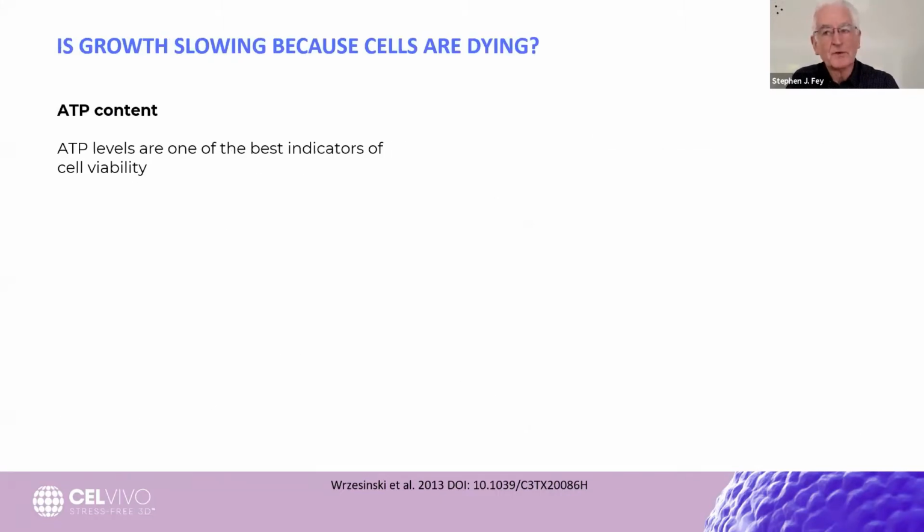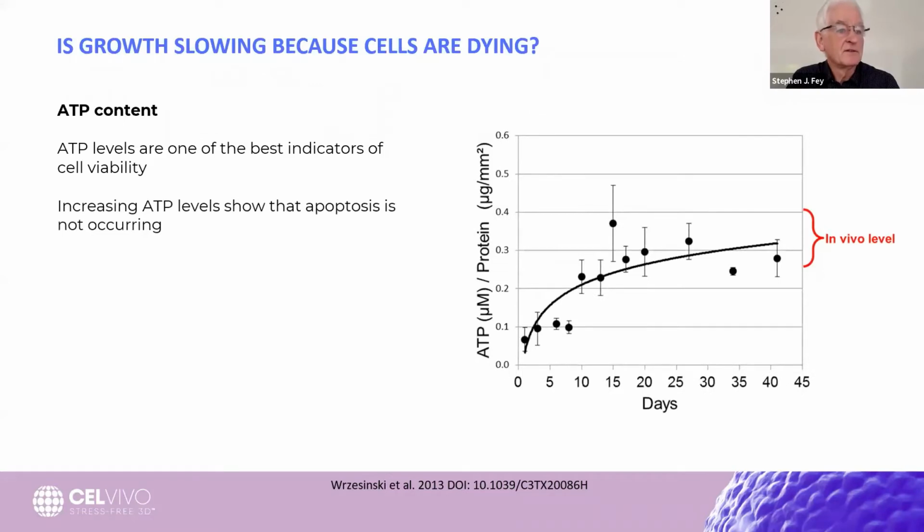You could, of course, argue that if the cells are growing very, very slowly, then they're dying. The point is that ATP content is actually one of the best indicators of cell viability. Then you can see that C3A spheroids grown in 3D conditions, their ATP content goes up as the spheroid gets a bit older. So it shows that the ATP level is increasing. That means that at least apoptosis is not occurring.